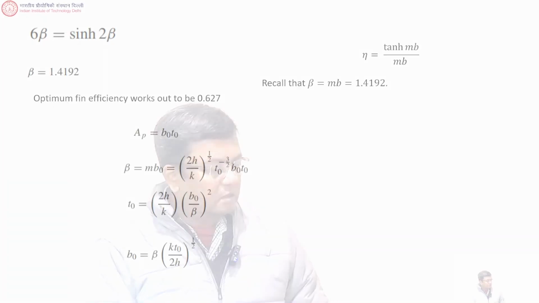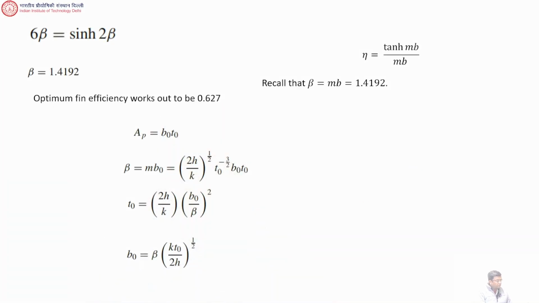So the number is 1.4192. Graphically, it seems like about 1.4, so it's 1.4192. This is beta. And you can also see the efficiency of this fin, the efficiency formula you learned in undergraduate: tanh(mb) divided by mb, and that turns out to be 0.627. Efficiency turns out to be 0.627.